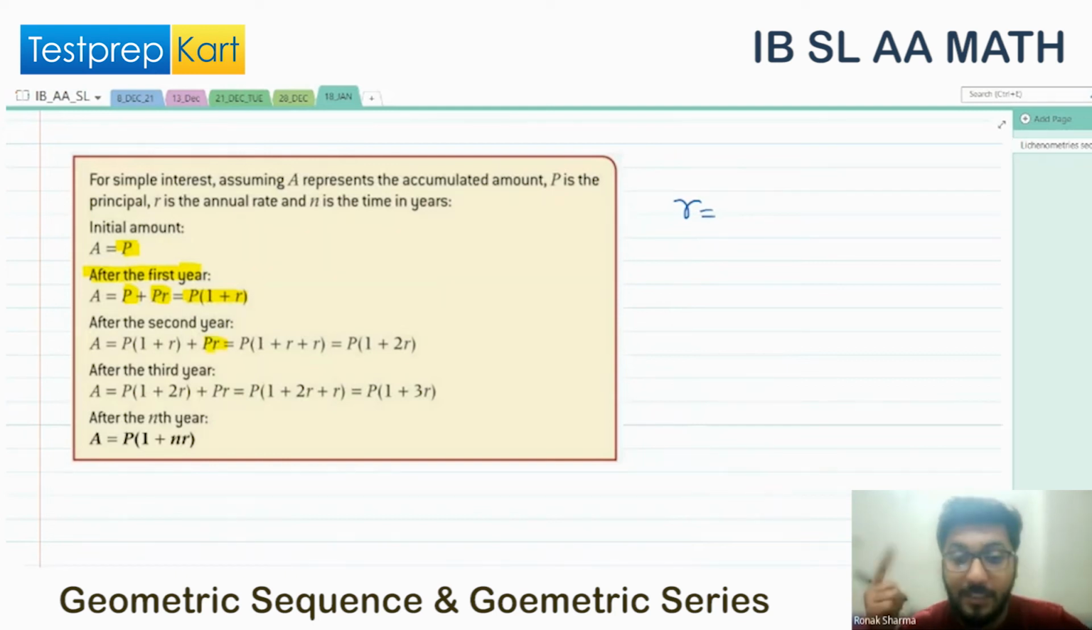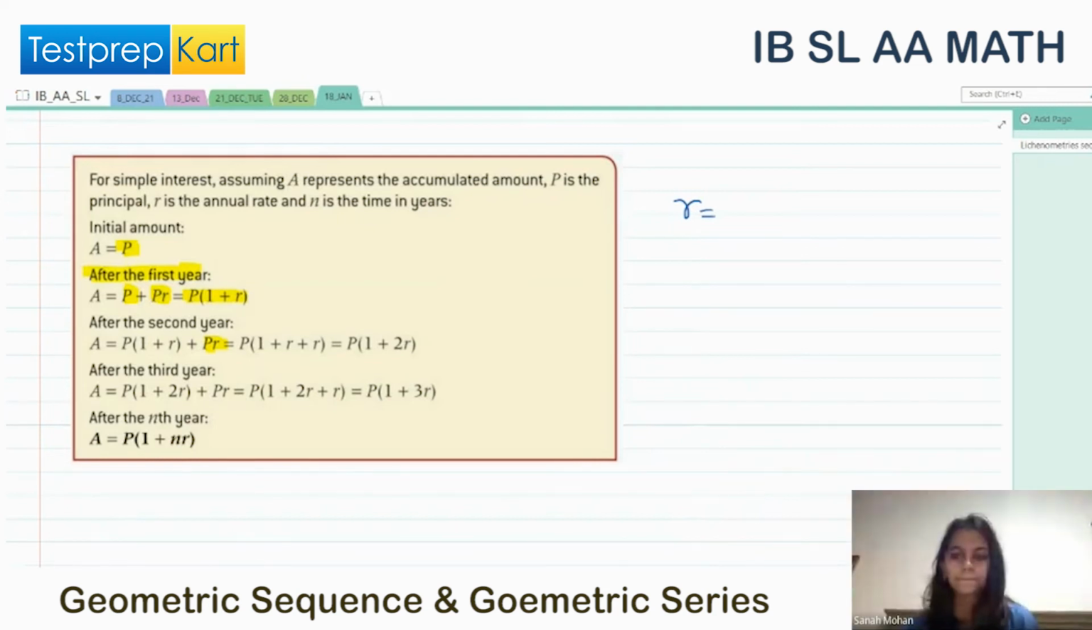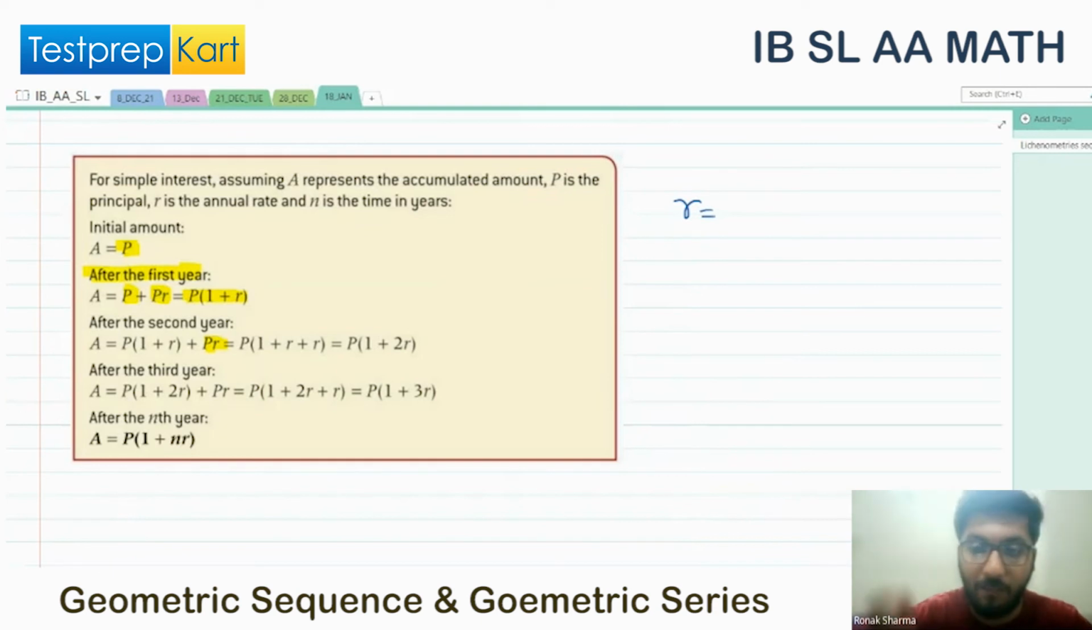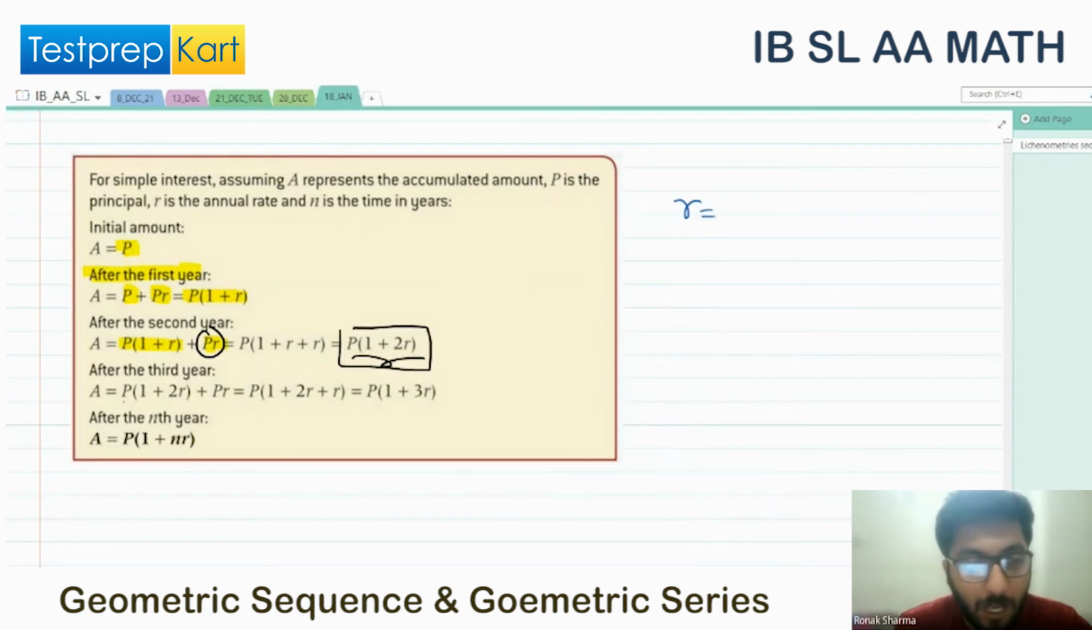Getting the point? Because it is simple interest, the same rate will be applied to the first money that you have put in the account. It is not compound rate. Like the 1,000, 5% of 1,000 again and again. So at the end of the first year we are having this, but we are adding the PR again. So it will become P times 1 plus 2R. Again, to P times 1 plus 2R, I'm adding PR. So it will become P times 1 plus 3R.